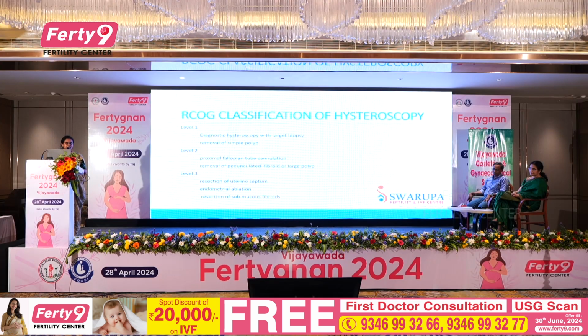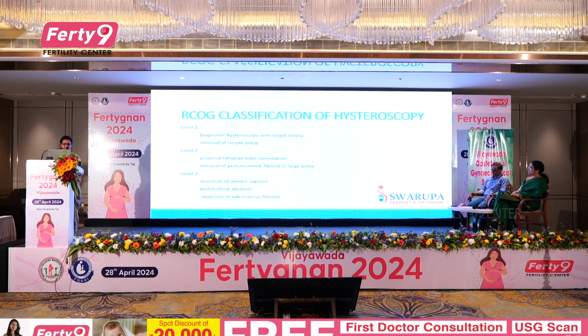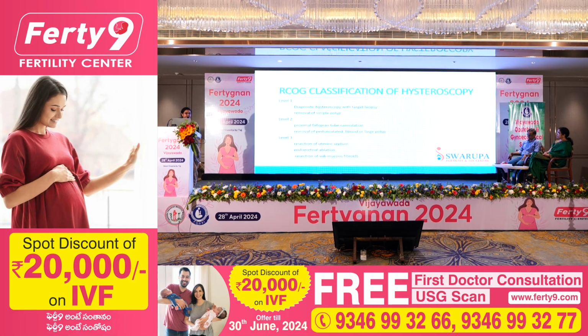Before doing a hysteroscopy for any patient, suppose you have posted a case, you have to be very sure and know which type of hysteroscopy you are planning in your theatre today. Is it a level 1, level 2 or level 3 hysteroscopy? Level 1 will be just a diagnostic hysteroscopy and a target biopsy with the removal of a simple polyp. Level 2 will be a proximal fallopian tube cannulation and removal of a pedunculated fibroid, and level 3 goes to the resection of uterine septums, endometrial ablations and resections of submucous fibroids.